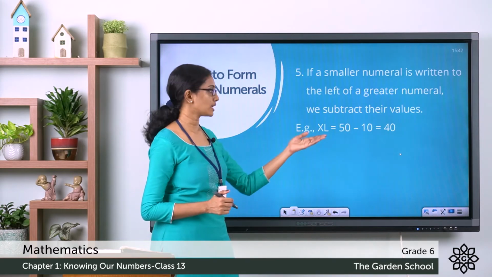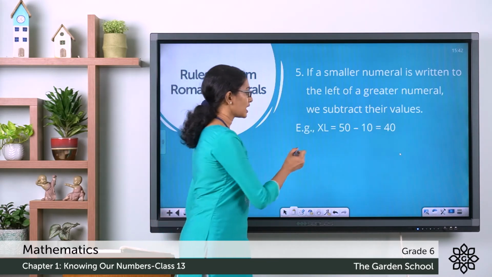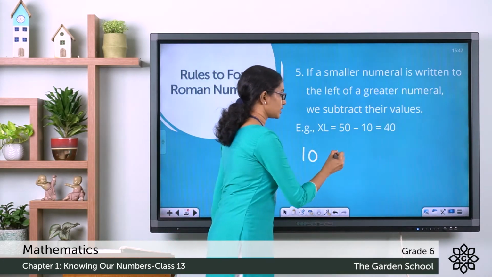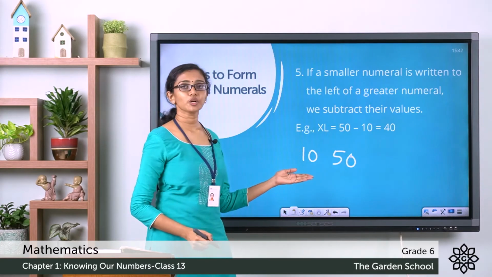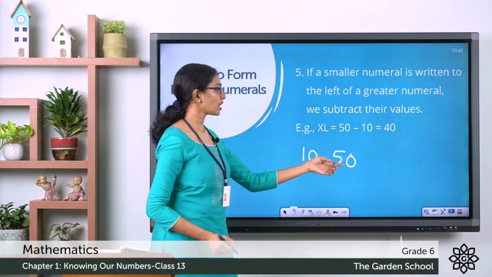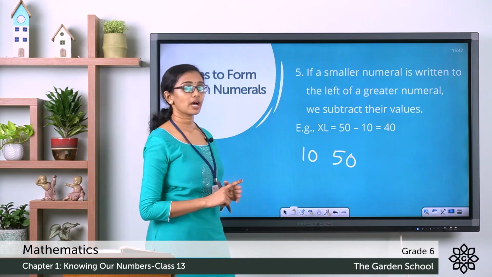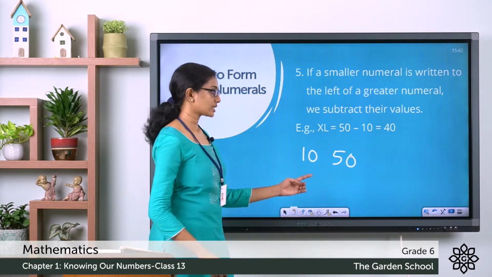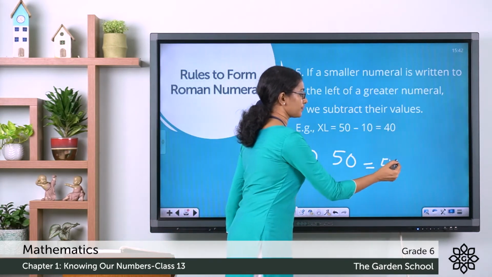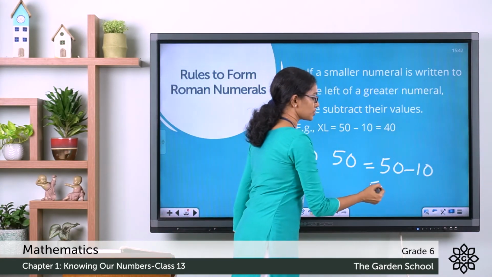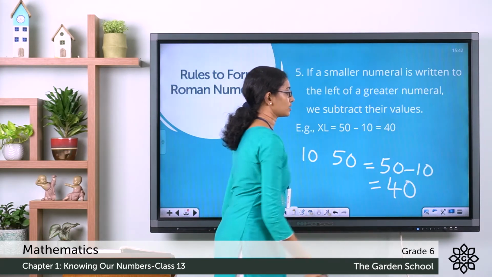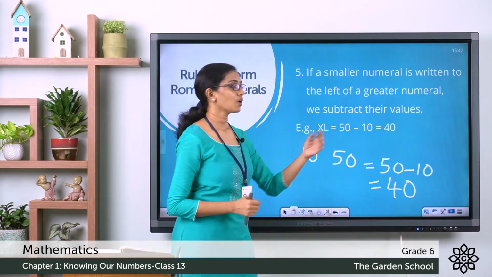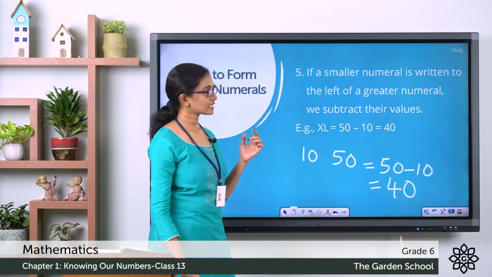You have the Roman numeral XL written here. X has a value of 10, whereas L represents a value of 50. So you have a smaller numeral written to the left of a bigger numeral. In that case, you have to subtract the smaller numeral from the bigger numeral. That is, you have to do 50 minus 10, which is equal to 40. So the Roman numeral XL represents a value equal to 40. Clear? Let's see the next rule.